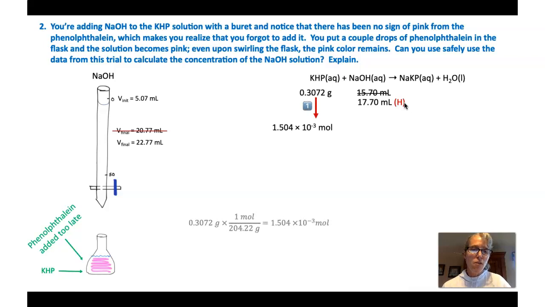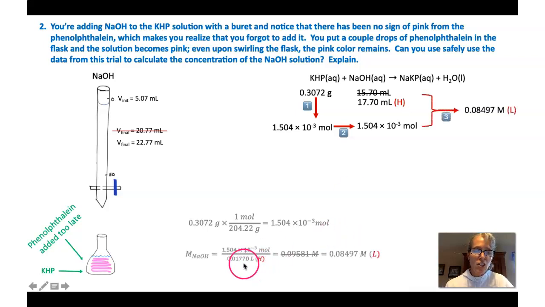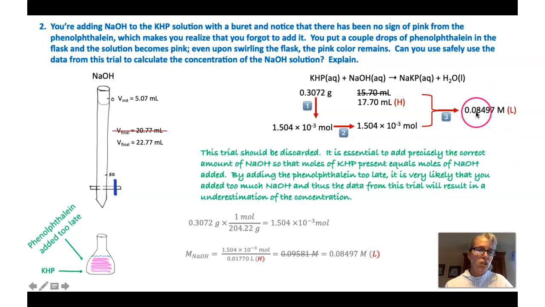The mass will get converted to moles of KHP, which will get converted to moles of NaOH. When we calculate the concentration, the denominator is going to be too high. Now, is it going to be exactly 17.7 milliliters? Probably not, but the point is it's going to be too big. If your denominator is too big, then the overall answer is going to be too low. So that means that we will underestimate the concentration of the sodium hydroxide. So in the end, this trial should be discarded.